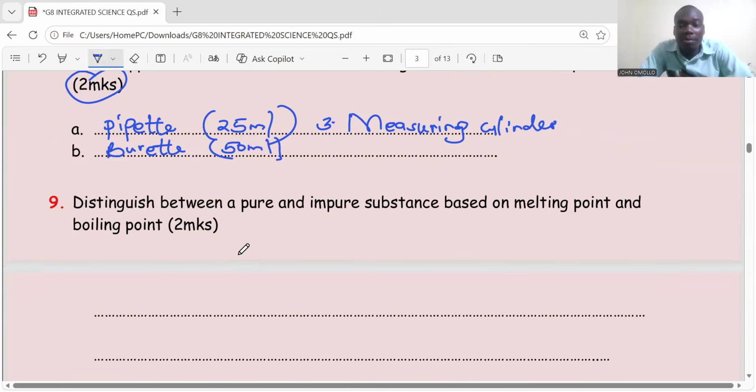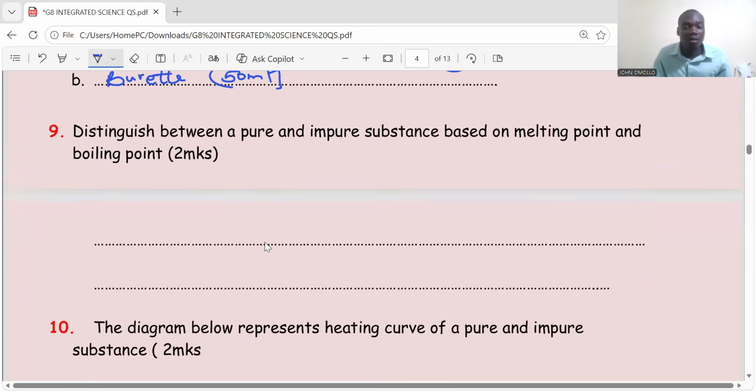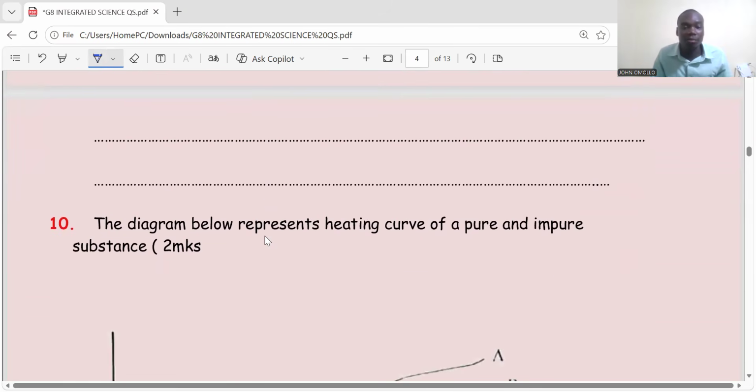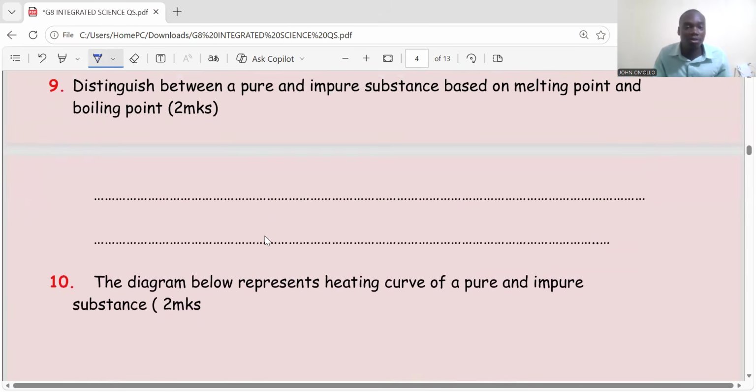differentiate between pure and impure substances based on melting point and boiling point. Wow. This question is very, very common. A very, very common question.